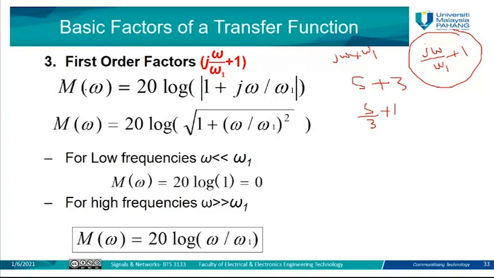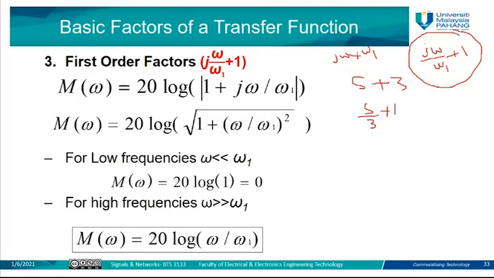In the case of the log magnitude, M of omega for this value here, this is a complex number consisting of a real part, which is 1, and an imaginary part, which is omega over omega 1. If you want to find the magnitude of this complex number, it will be the square root of 1 squared plus omega over omega 1 squared. This is how we can find the magnitude for this complex number. Now we have 20 log, okay? So depending on the value of omega here, this magnitude will change.